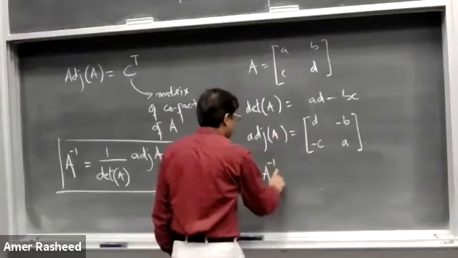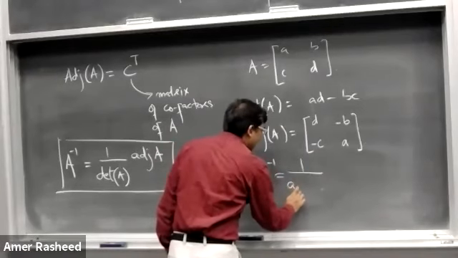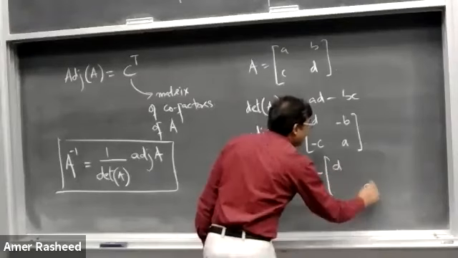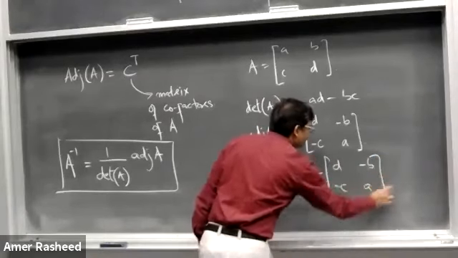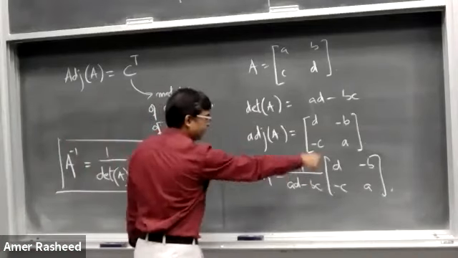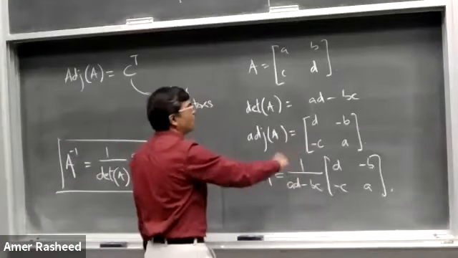I did not understand, which formula are you referring to? This one, A inverse is what? 1 over ad minus bc times d, negative b, negative c, a. Okay, this is the formula for a 2 cross 2 matrix.